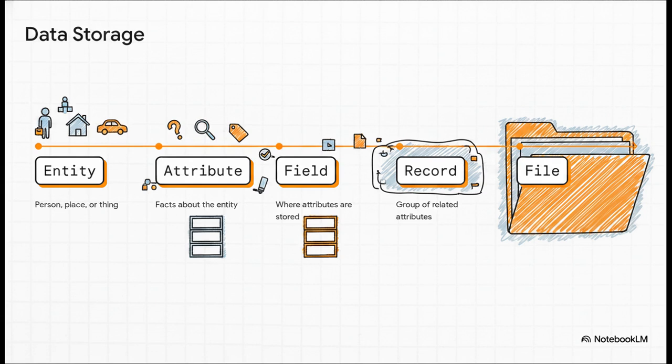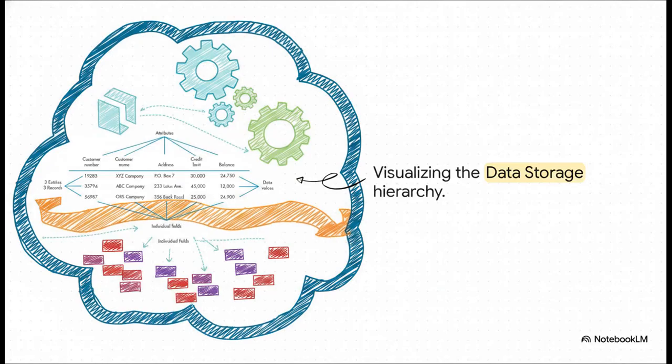That address lives securely inside a field. A group of related attributes, their address, phone number, and credit limit, all about that single entity, forms a complete record. And finally, a massive group of related records comes together to create a full file, like your entire corporate customer master file.